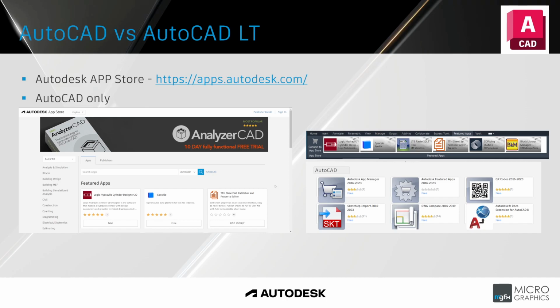So when you go to it, you'll see in the top left hand corner here, I've filtered out to AutoCAD, and then you've got different categories like analysis, simulation, blocks, building design, building MEP, and on the right hand side you'll have featured apps. Some of them are free, as you can see on the two over here, or the middle one, Speckle. Some are on a trial version, and once the trial runs out, you'll have to pay for it, and then some are just paid for. So you can see the one on the right is $29.99 per year.